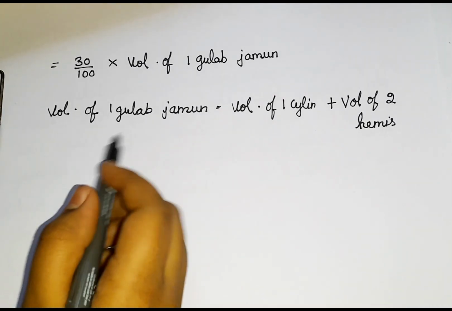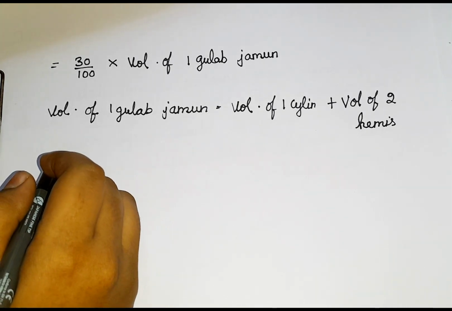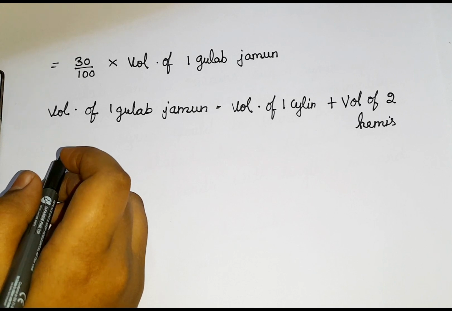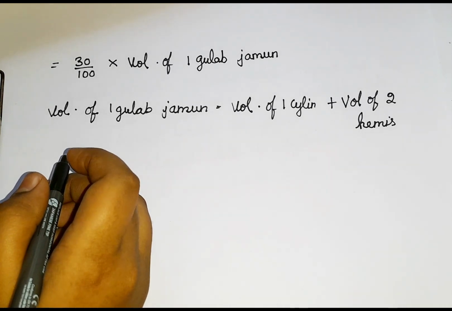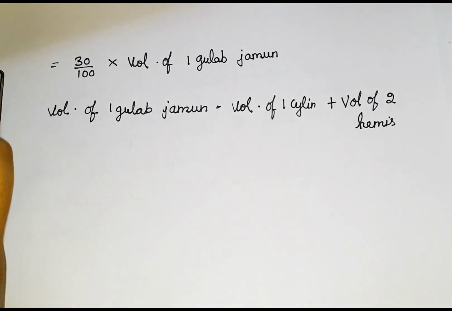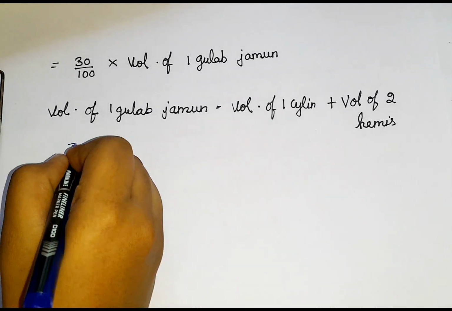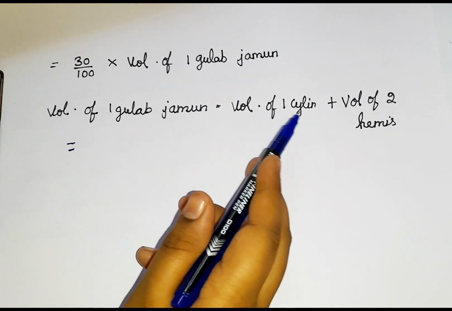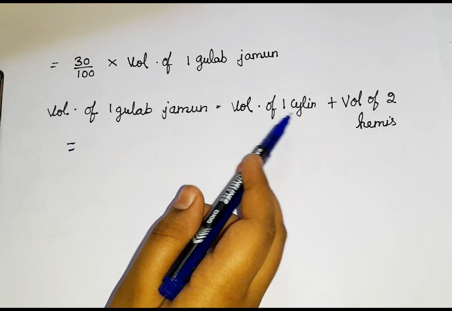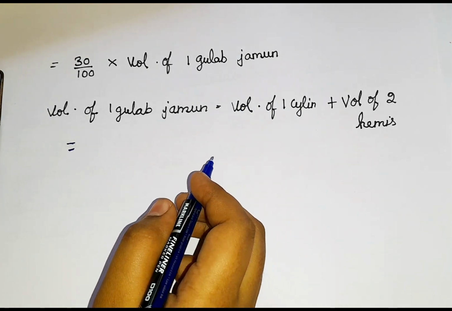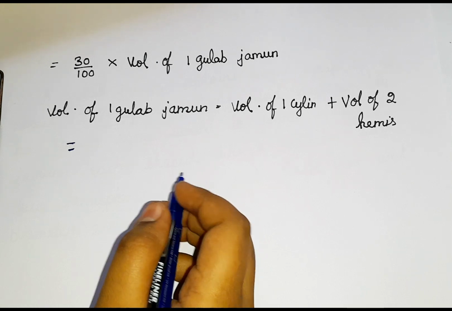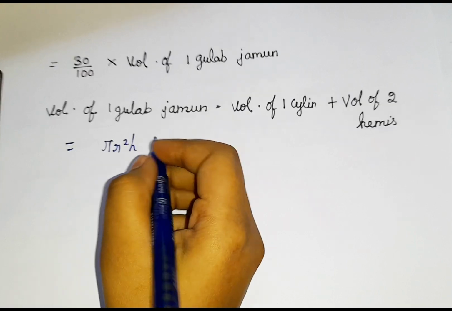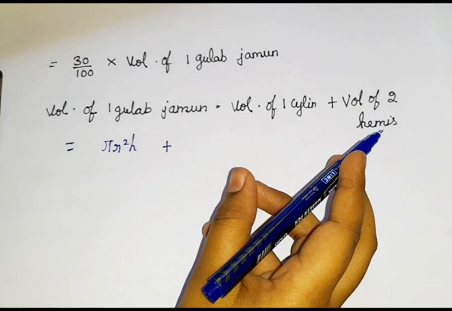Now we are supposed to apply the formula. Of course you guys know the volume of cylinder. So what is the volume of cylinder? Be careful, here we are finding volume, so don't get confused. Now let us find the volume of one gulab jamun. For that we should apply the formula. What is the volume of one cylinder? The volume of cylinder is pi r square h, and then plus the volume of two hemispheres.